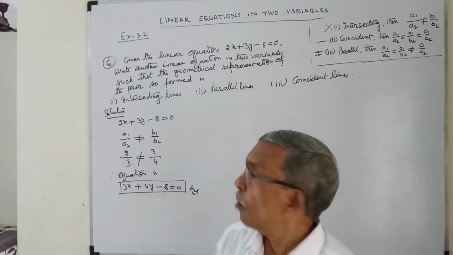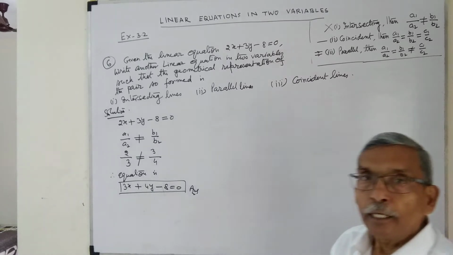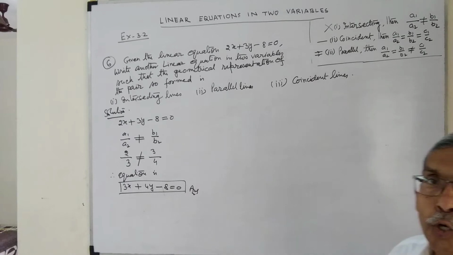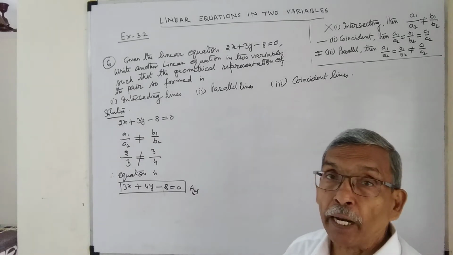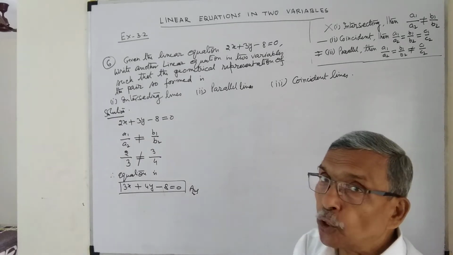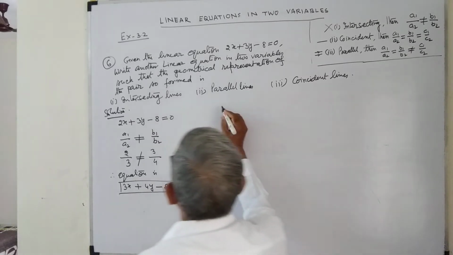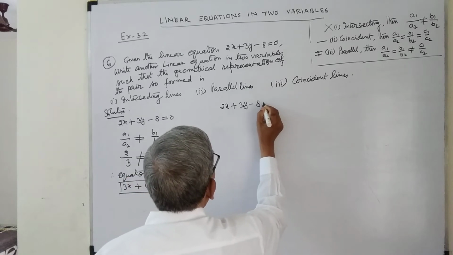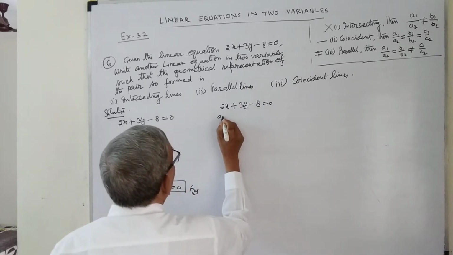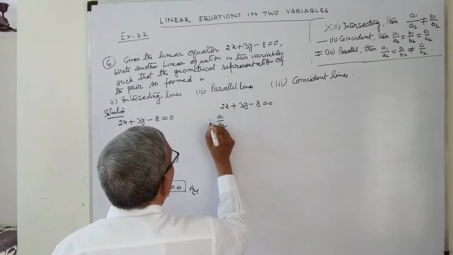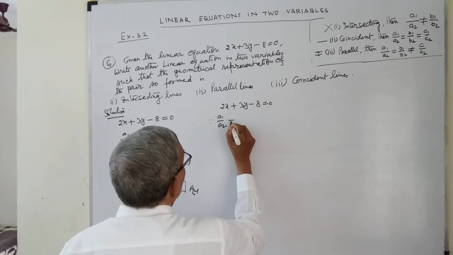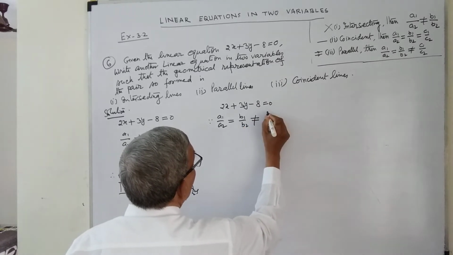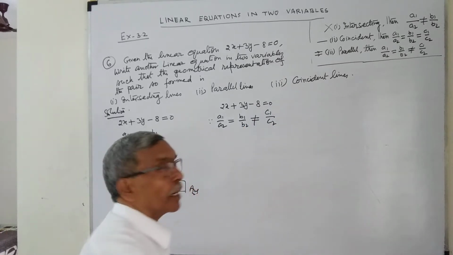Understood? Now, parallel lines. For parallel lines, you know that a1 upon a2 is equal to b1 upon b2, and this is not equal to c1 upon c2. This is the condition. This is our equation, 2x plus 3y minus 8 is equal to 0.